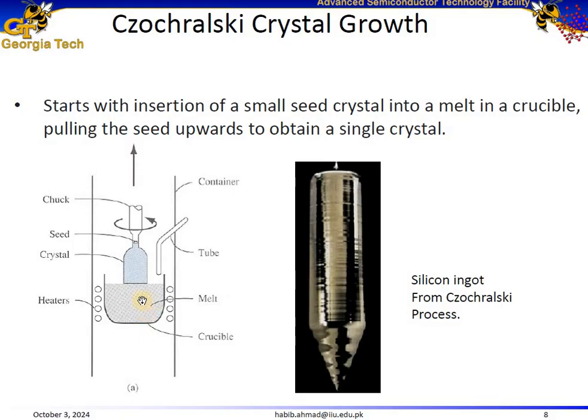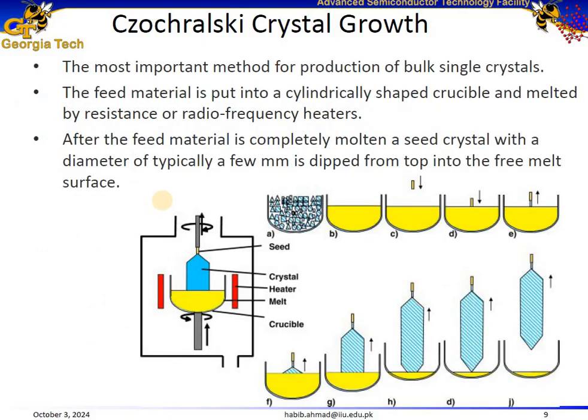We heat the material, for example silicon, beyond its melting point using heaters surrounding the crucible. The seed crystal is carefully lowered into the molten silicon. Once the seed touches the melt, it begins to cool slightly, initiating the growth of the single crystal silicon. And then the seed is slowly pulled upwards at a particular rate and rotated simultaneously. This pulling process is done under controlled conditions to ensure that the crystal grows in a uniform manner without any defects. And this process is demonstrated over here as well.